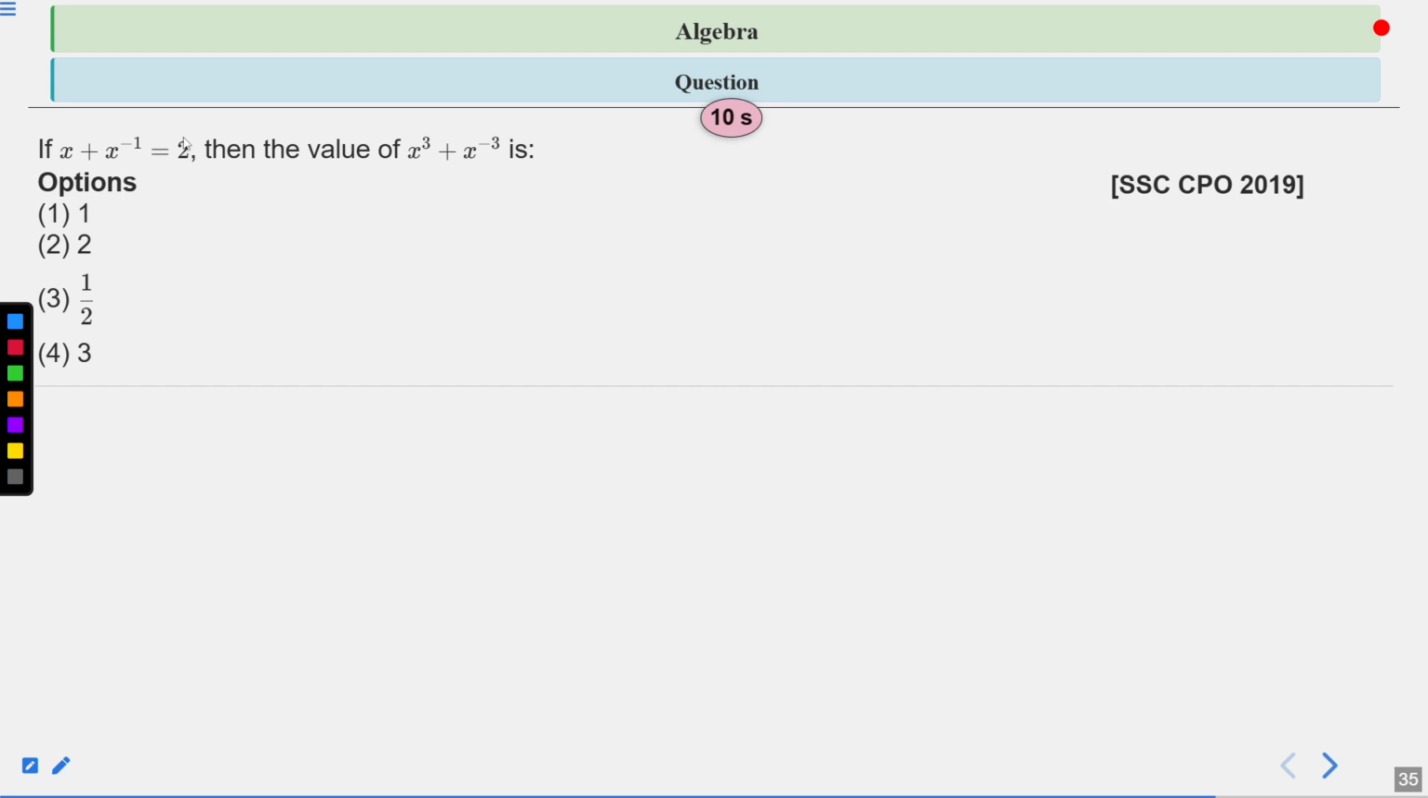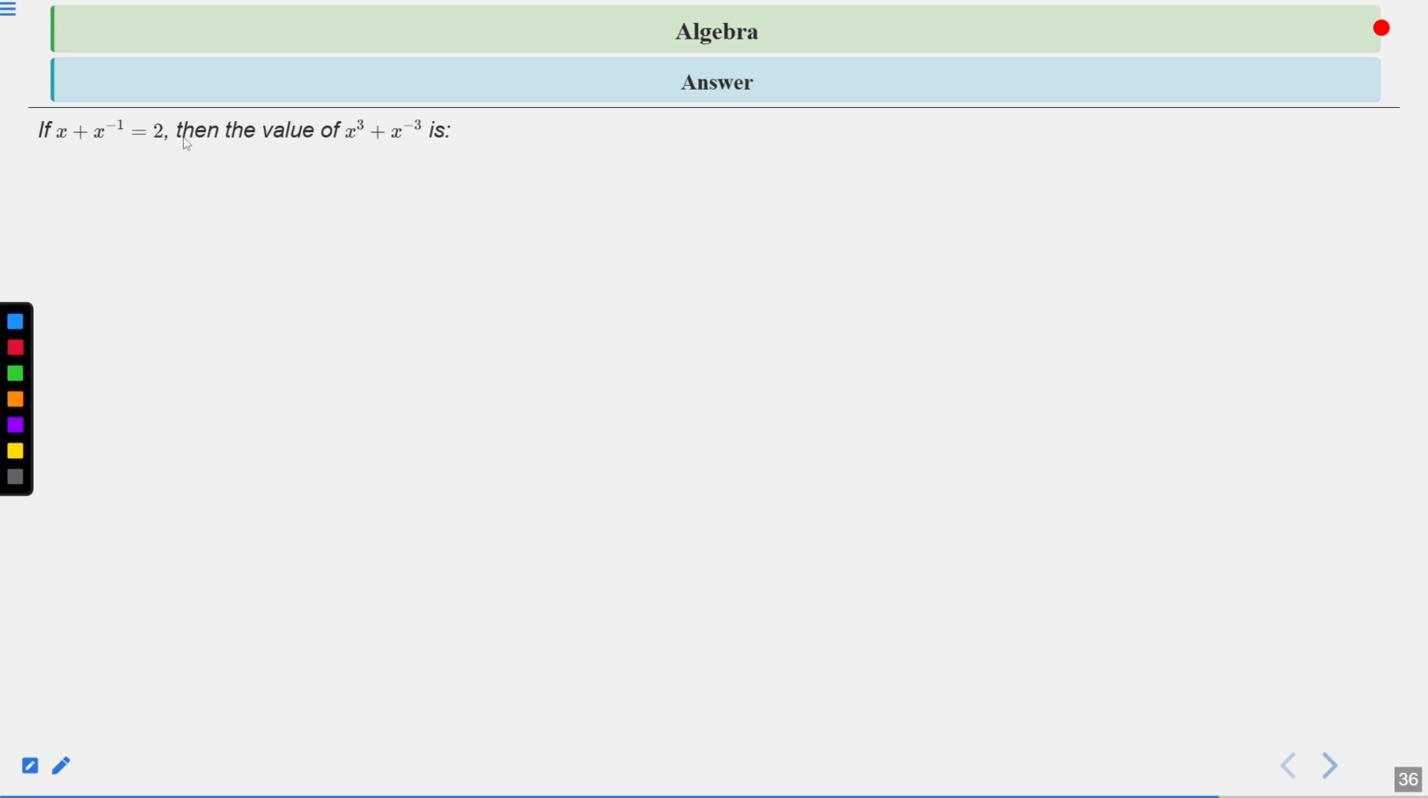Now you have 10 seconds to analyze the question. Your time starts now. Now time's up. Let's see the solution of this question. The question says that if x plus x to the power minus 1 equals 2, or we can say x plus 1 upon x equals 2, we need to calculate x cube plus 1 upon x cube, or x cube plus x to the power minus 3; both are the same thing. The correct answer of this question is the second one, which is 2.